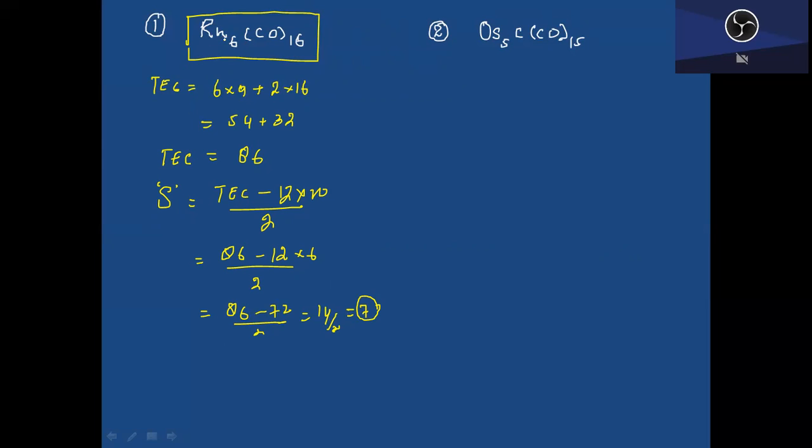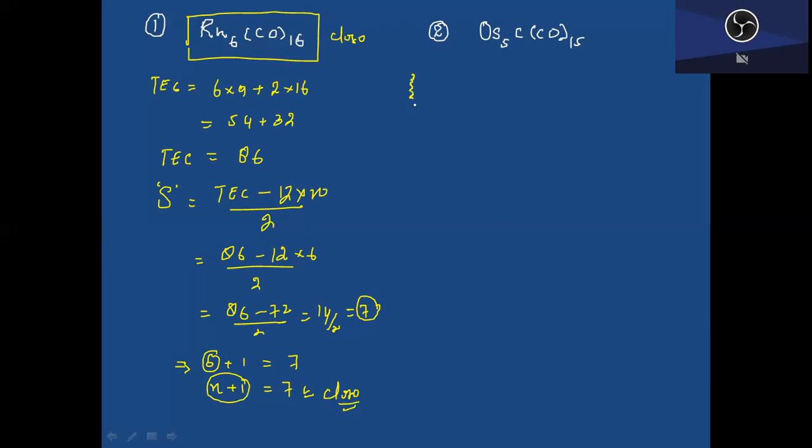Now, the ruthenium atoms in this case are equal to n, and n over here is 6. So we can say 6 plus 1 is equal to this 7. This 6 is n, so the structure is n plus 1. S is equal to n plus 1. When the number of skeletal electron pairs comes out to be n plus 1, the structure is a closo structure. So this complex has a closo structure.